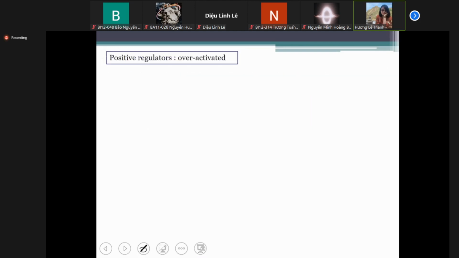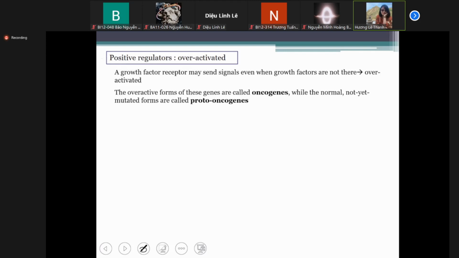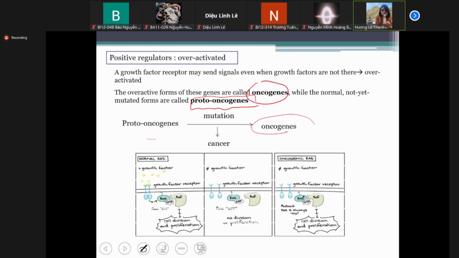So the first case, when we have cancer, the positive regulators are overactivated. The growth factor receptor may send signals even though the growth factor is not there. So we have overactivation, and the overactive form of these we call the oncogenes, while the normal ones we call the proto-oncogenes. When the proto-oncogenes have mutations, they become oncogenes and we have cancer. And this is one example.